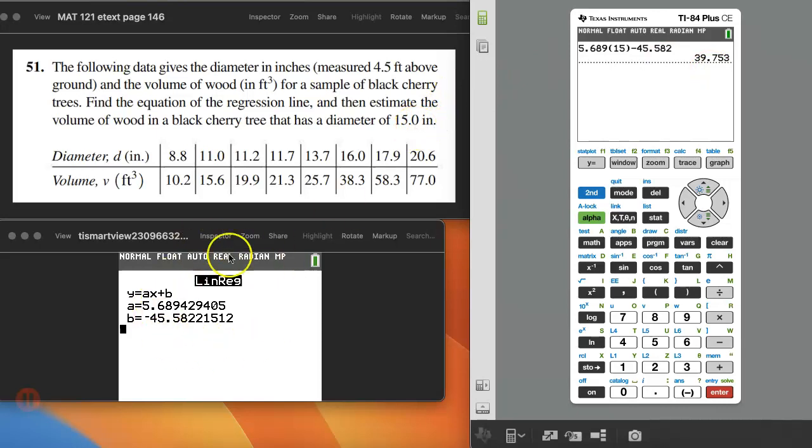This is what I expect the volume to be given a diameter of 15 inches and using the regression equation, that equation of the line, which came from the data that was collected of different samples of diameters and volumes.